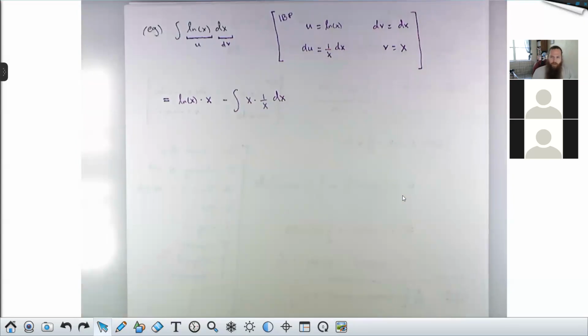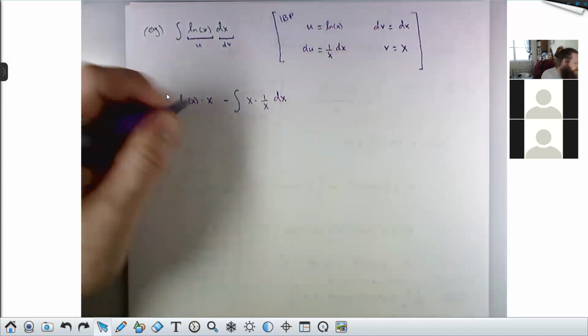And you see a little bit the reasoning behind the LIPET rule. If you differentiate a logarithm, you get a nice algebraic function, no longer transcendental. The log goes away. When you differentiate it, you don't get more log stuff, you get just 1 over x. That's nice. It's even better that when you integrate dx, you get x. So in here, here's my v, and here's my du. The x times 1 over x, those are going to cancel. And I'll just get 1 here.